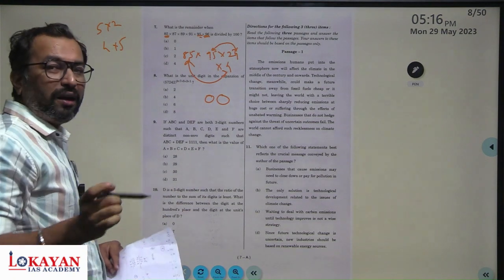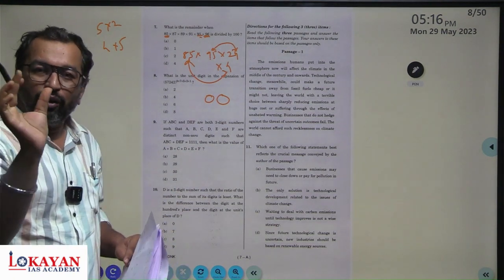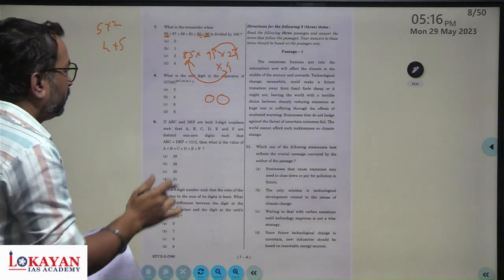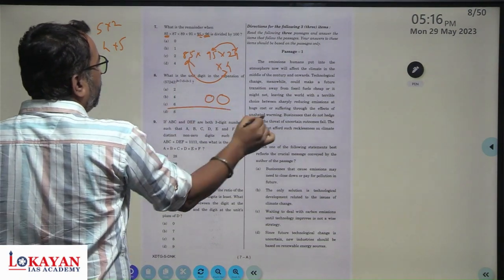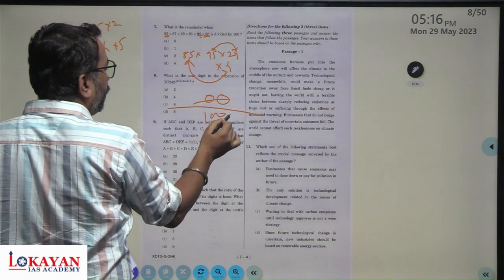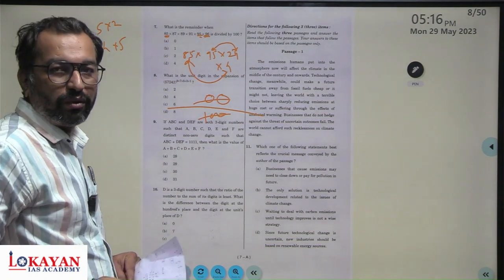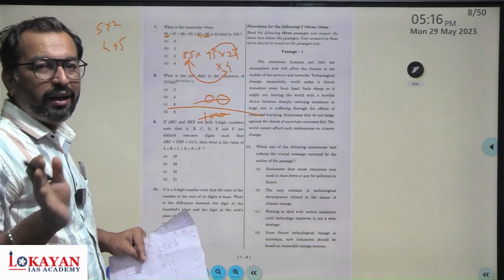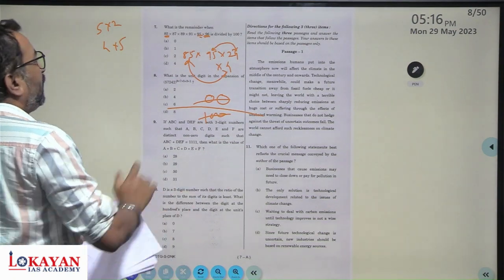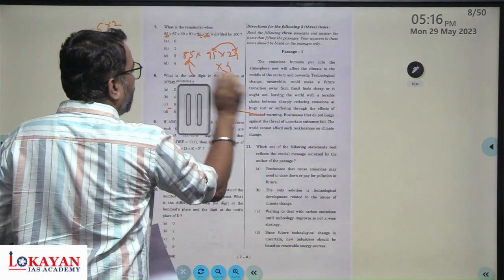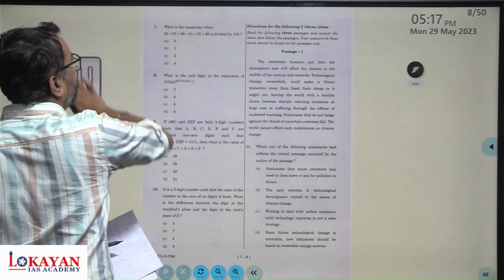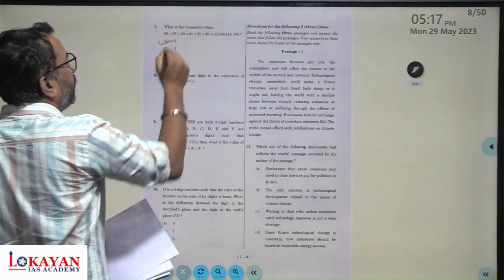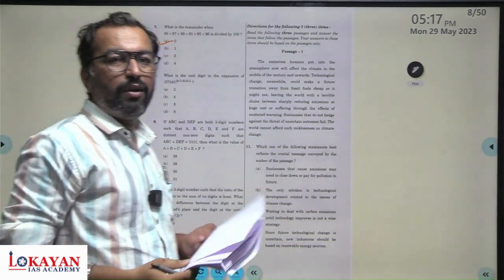So in this multiplication, there are going to be 2 zeros at unit place and at 10th place. That means when this number is divided by 100, these 2 zeros will get cancelled. So the numerator is entirely divisible by 100. There will be no remainder here. So the answer will be option number A. Remainder will be 0.